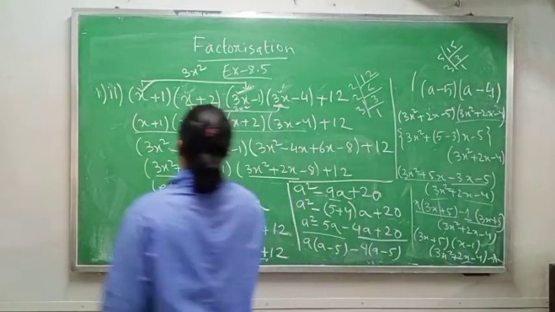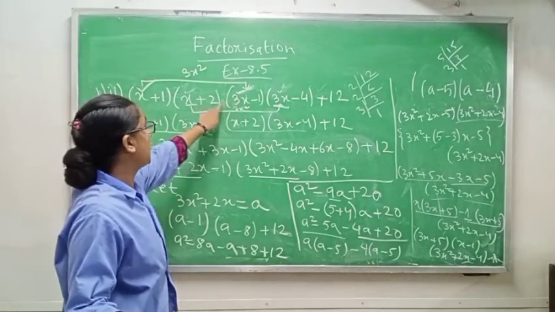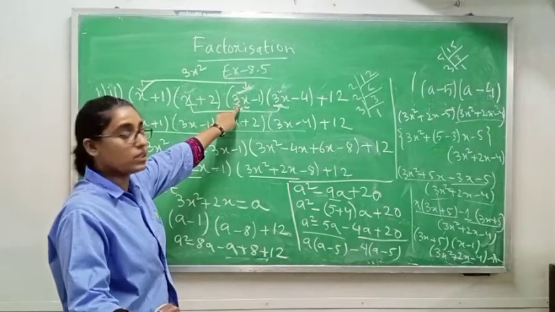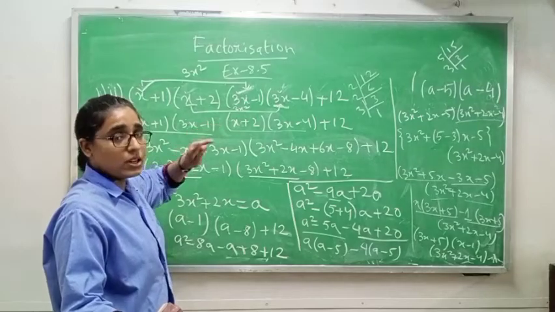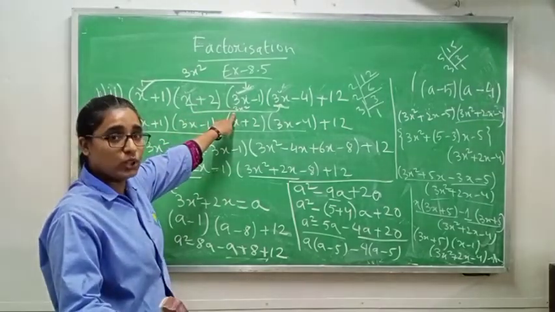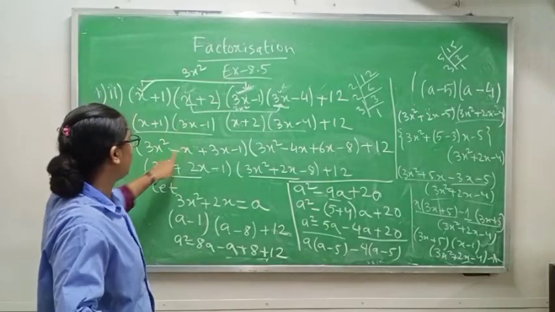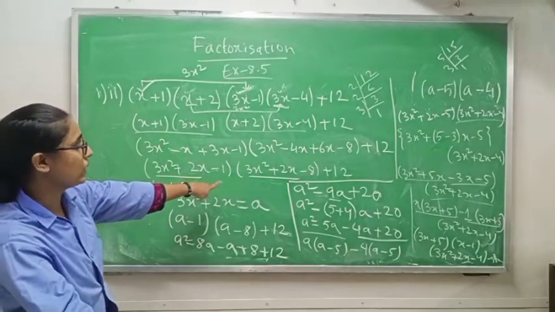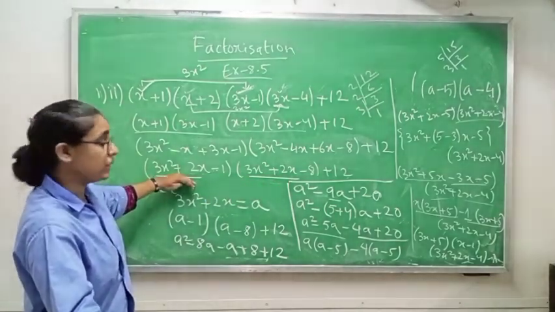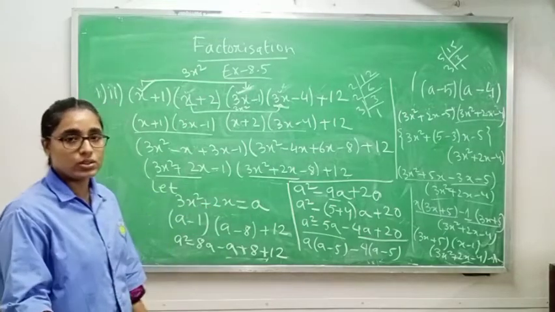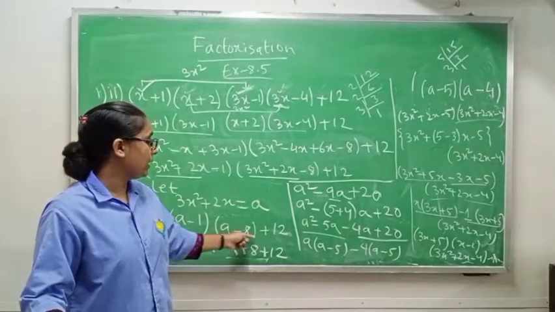Now again I am repeating, if you have 4 terms like this, you have to make pairs. When I am making a pair of first and second, I am getting 3x square after multiplication of the first term. Same when I am multiplying the second term and third term, I am getting 3x square. When you get the same thing, then you can make a pair of that too. So after multiplying, I am getting 3x square plus 2x minus 1, again 3x square plus 2x minus 8. So this portion must come the same. If it is coming the same, I can write 3x square plus 2x equals a. Now in place of this I am writing a minus 1. In place of this I am writing a minus 8 plus 12.